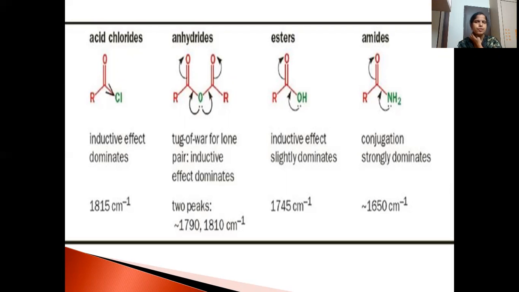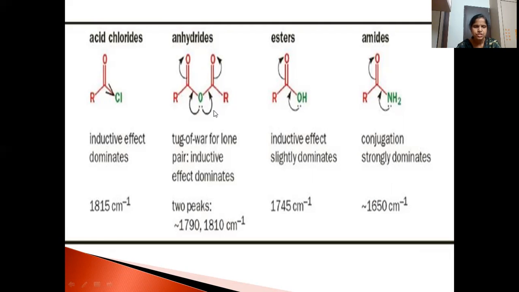So when the C=O bond length decreases, the vibrational frequency will increase. That is why it is showing at a higher vibrational frequency, which is 1815 cm⁻¹. Then anhydrides. In anhydrides, we have a tug of war for lone pair electrons. See here, the lone pair electrons present on the center oxygen can be delocalized onto this carbonyl group or the other carbonyl group.